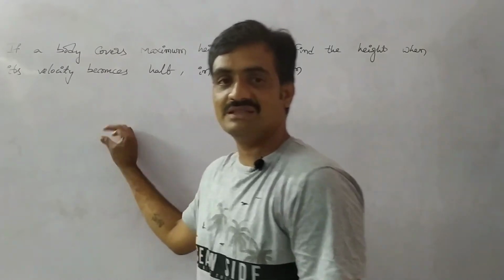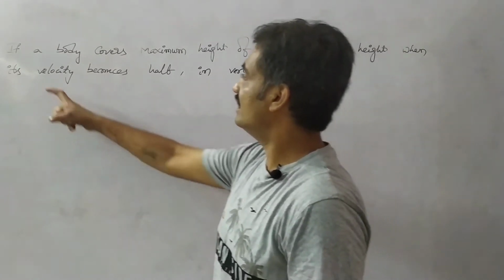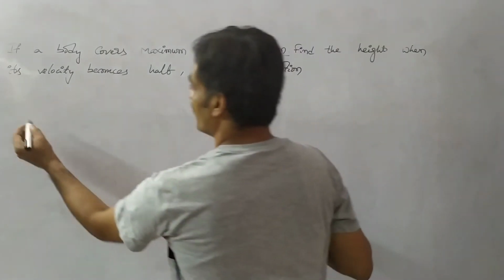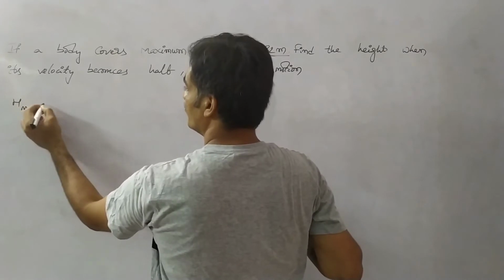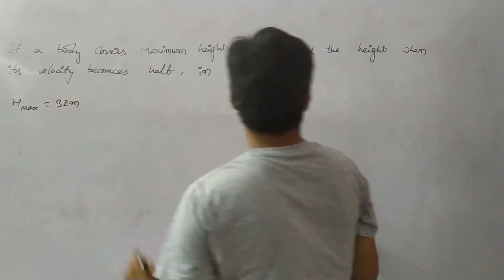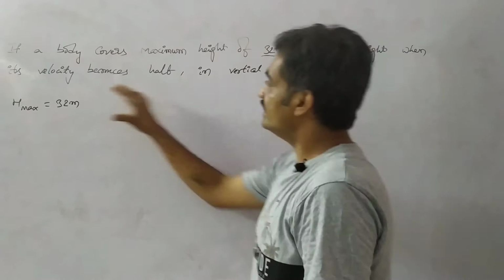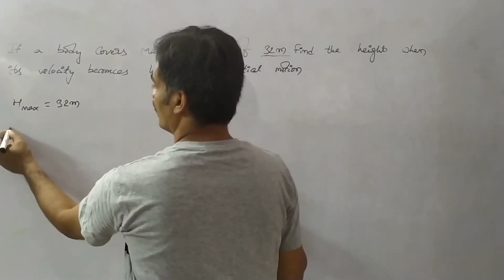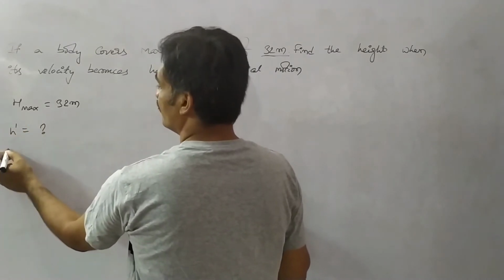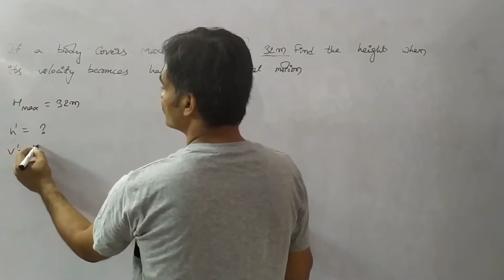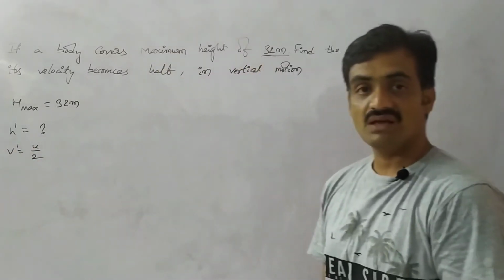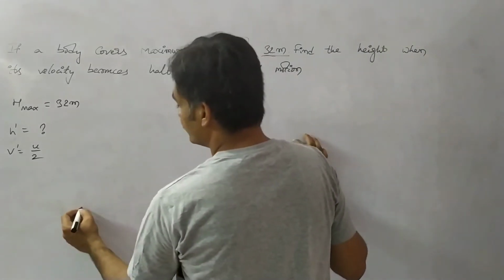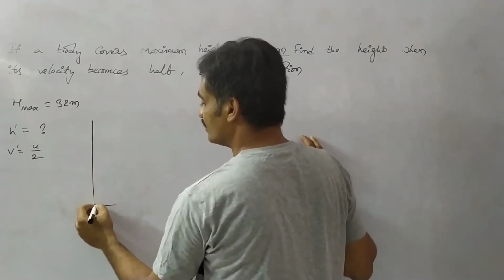Now let's solve numericals based on this motion under gravity. Observe that a body covers a maximum height of 32 meters. So here the maximum height is 32 meters. Find the height when its velocity becomes half. So here we have to find the height when its velocity becomes half of its initial velocity, in a vertical motion. So here the body is traveling in vertical motion.